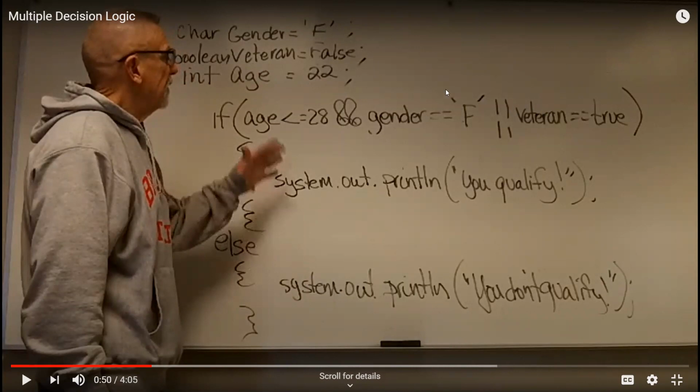But I have a true or a false. So if I have a true or false, what is the answer? You qualify. They qualify. Yes, she does. Okay. She qualifies under this side over here, not over here, but it's an or.